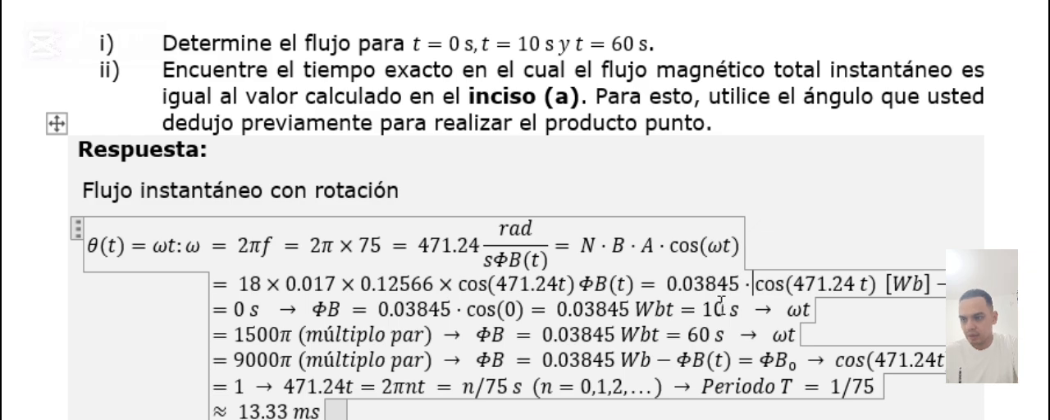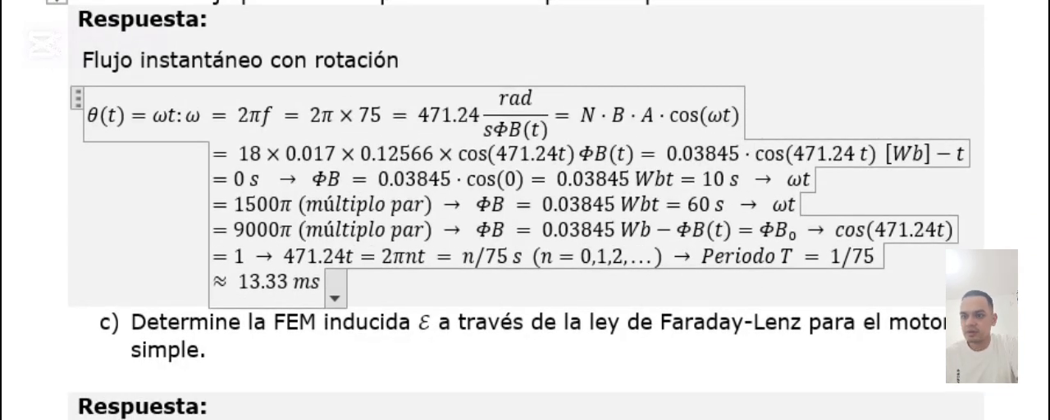Then I evaluate the flux at different times. For t equals 0 seconds, this is the result. For t equals 10 seconds and t equals 60 seconds, the cosine is equal to 1 because the angle corresponds to an even multiple of π. Therefore, the magnetic flux at both times is also this result.